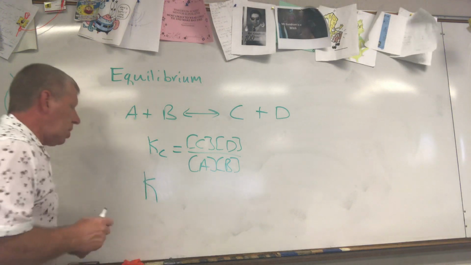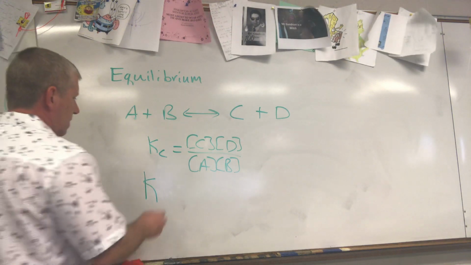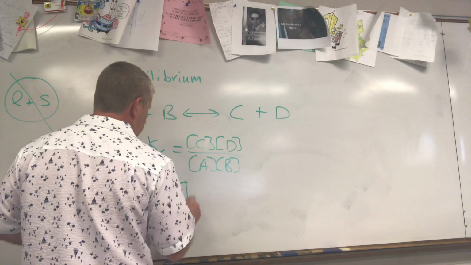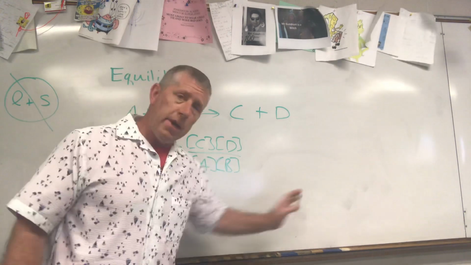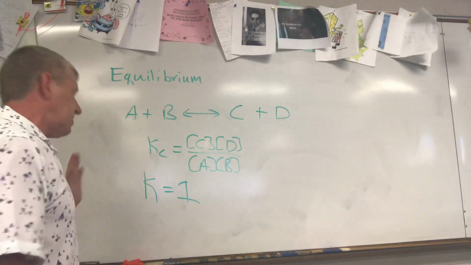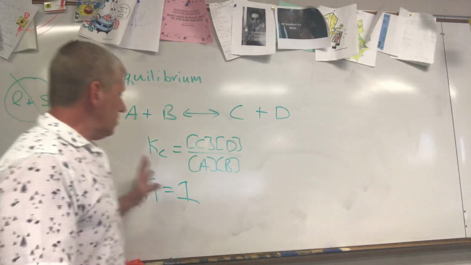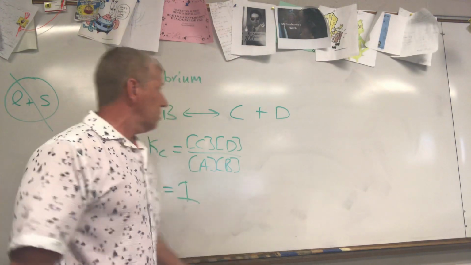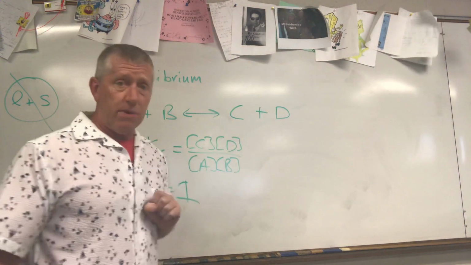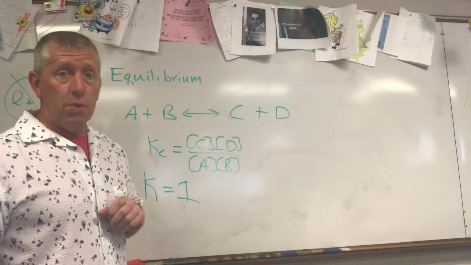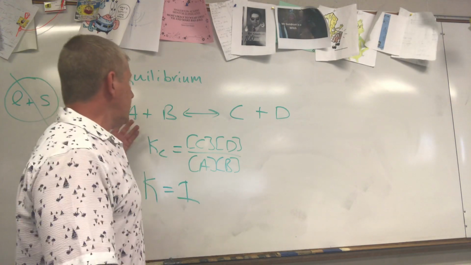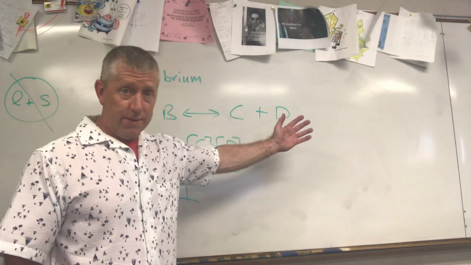Okay, so these K values mean something. We are going to look at K's values compared to the number 1: if a K value is greater than 1, or if a K value is less than 1. If K values are greater than 1, the products are favored. In other words, the reaction really likes to proceed from left to right.